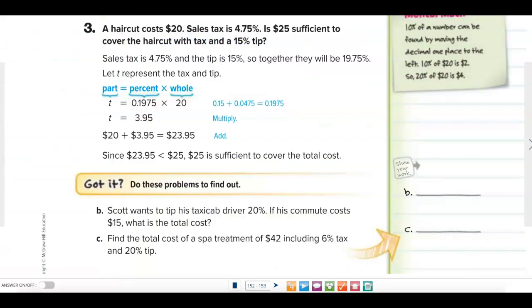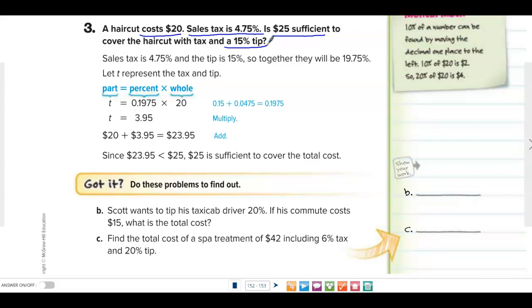Haircut. So it says a haircut costs $20. We have sales tax that is 4.75%. And then we need to know, is $25 sufficient to cover the haircut with tax and a 15% tip? Okay, so now we have to pay for our haircut, we have to pay for our sales tax, and we have to pay for a tip. So I'm going to do this one the method 2 way. I think it's a little easier for me, but if you like the other way, that's fine, it works too.